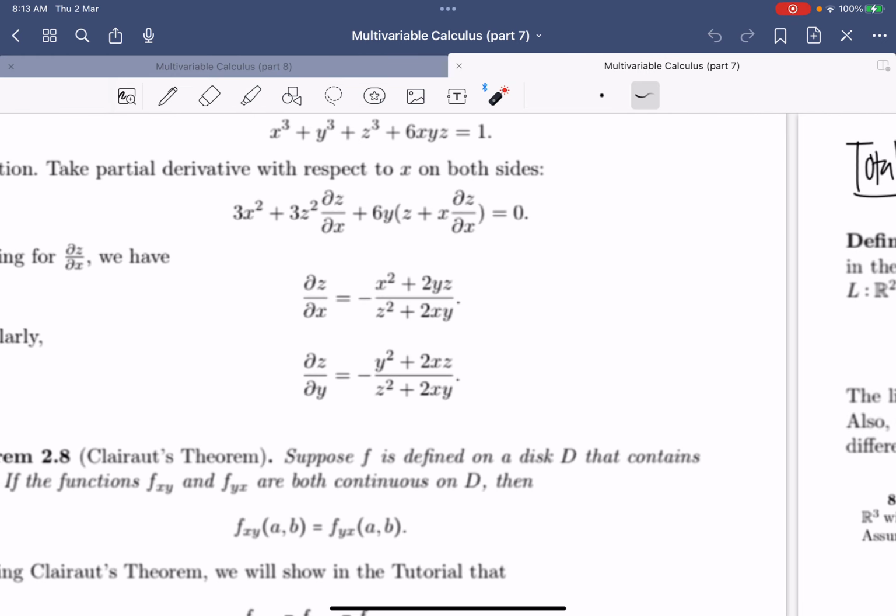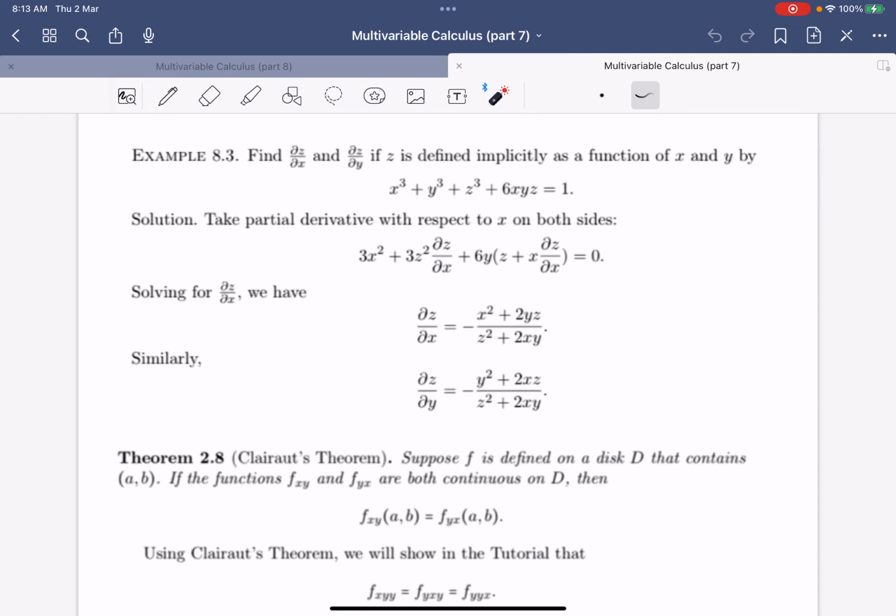So we take a look at this example where x cubed plus y cubed plus z cubed plus 6xyz equals 1. When we take the partial derivative with respect to x, we are differentiating this x, so this becomes 3x squared. y in this case is a constant, and so it gets deleted because the derivative of a constant is always 0. For z cubed, it becomes 3z squared times dz/dx.